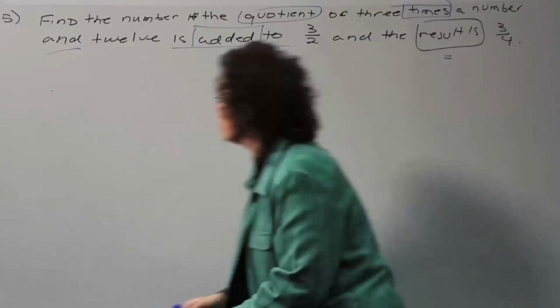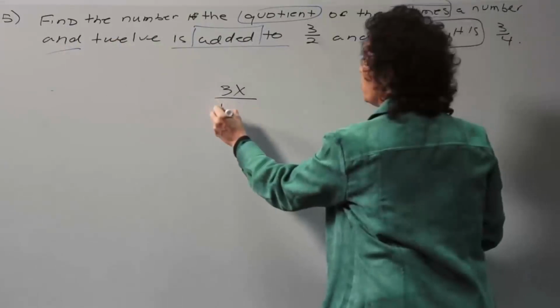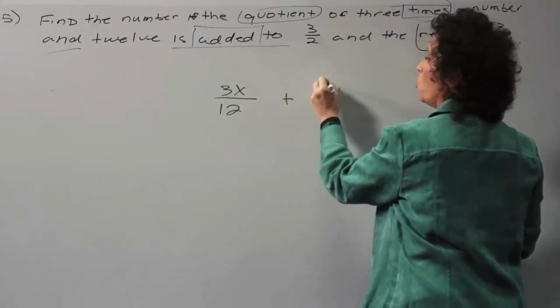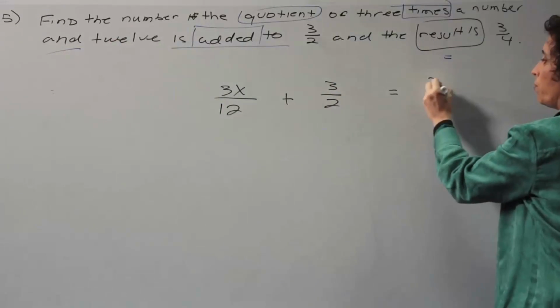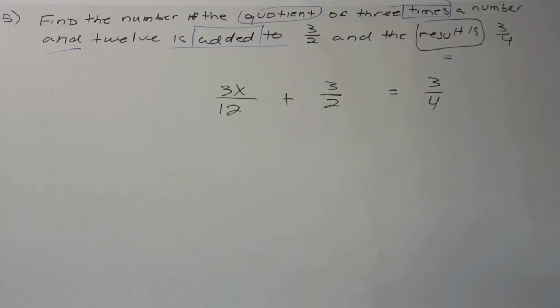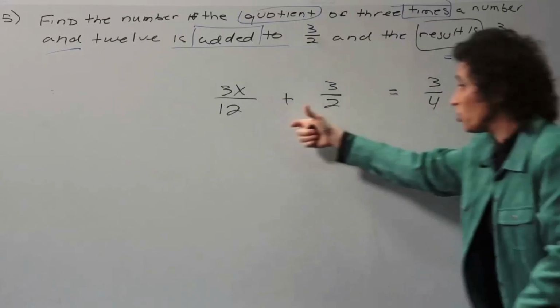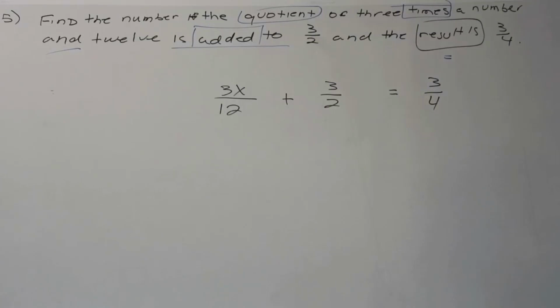So the quotient of 3 times a number and 12 is added to 3 halves, and the result is 3/4. That's a beauty. If you didn't get this and you're not sure why, ask the instructor in the room. Okay? But now we're going to solve this.